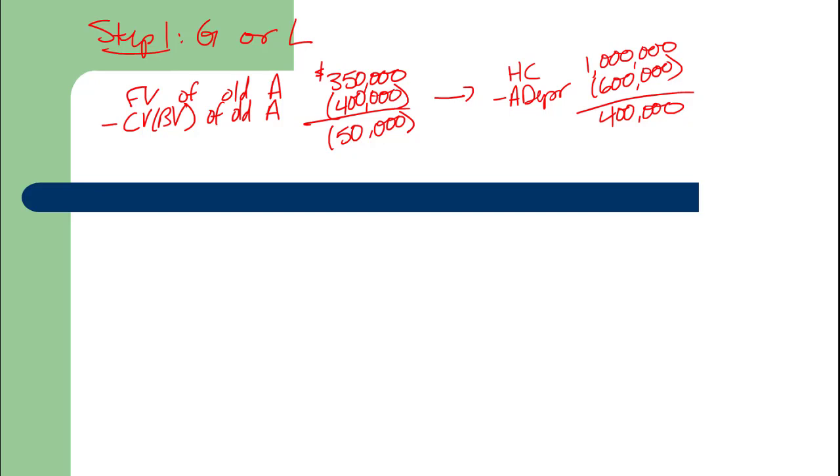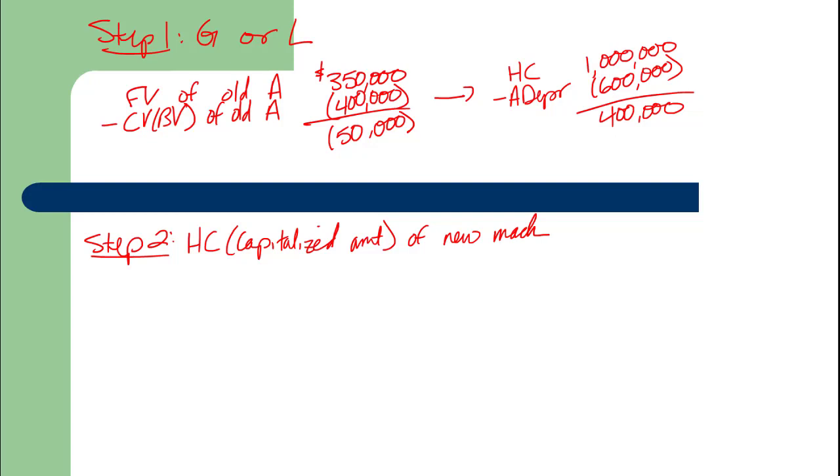So let's take a look at how we do that. Step 2 is to get the historical cost, or the capitalized amount, of the new machine.